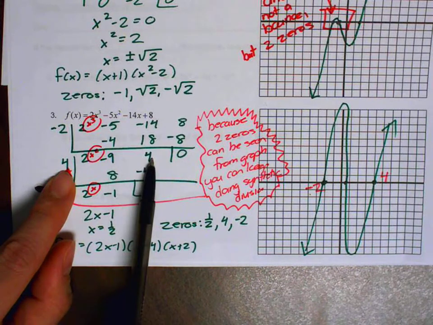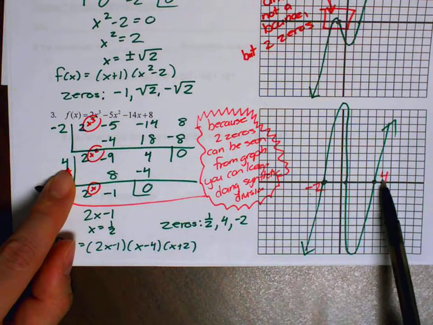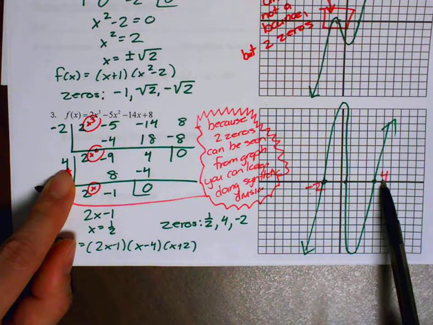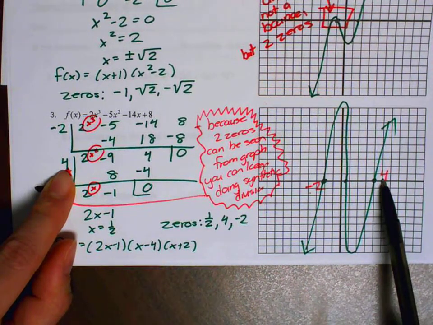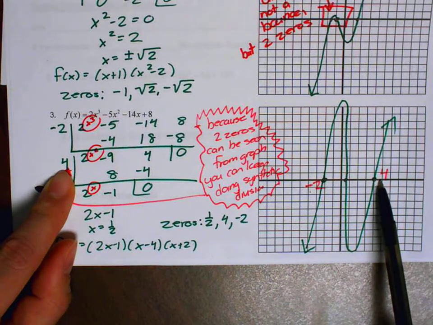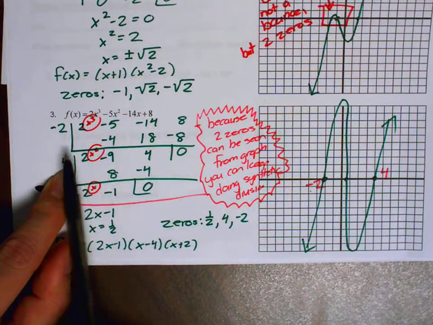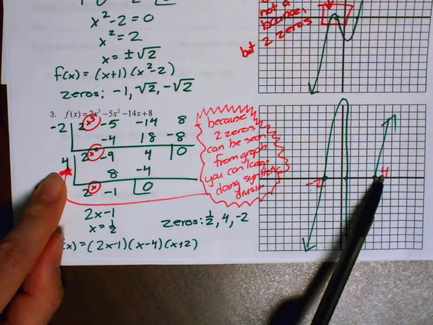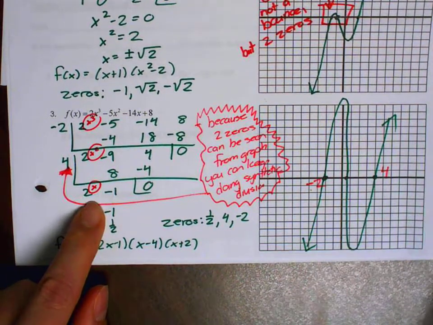I'm going to do synthetic again. I have another 0. So I can keep doing synthetic until I run out of zeros. If I gave you like an x to the 6th function and I gave you 4 zeros, you could keep doing synthetic 4 times. You can keep going until you run out of integer answer zeros. So I do synthetic, and then I'm going to do it again with the other one, with the 4. Now, this is tricky because you got to remember where you are.